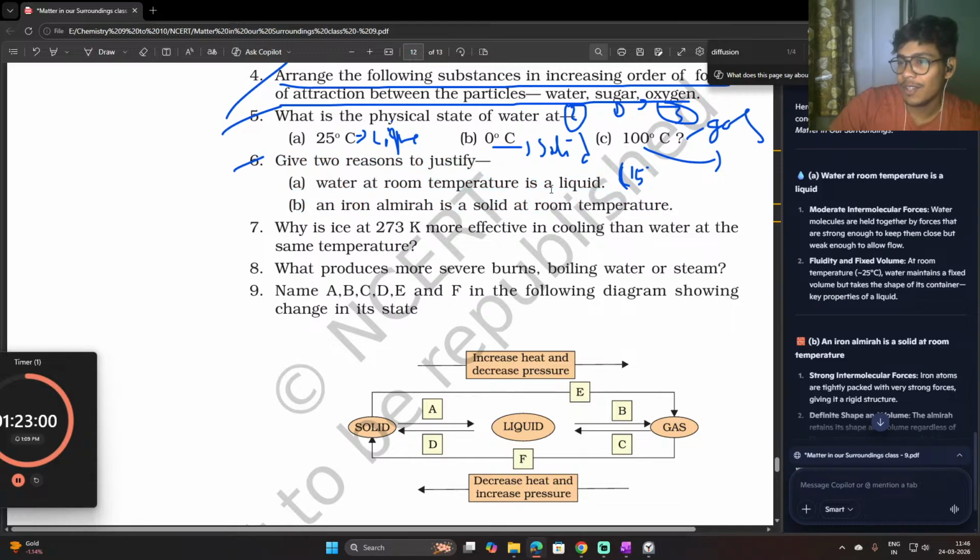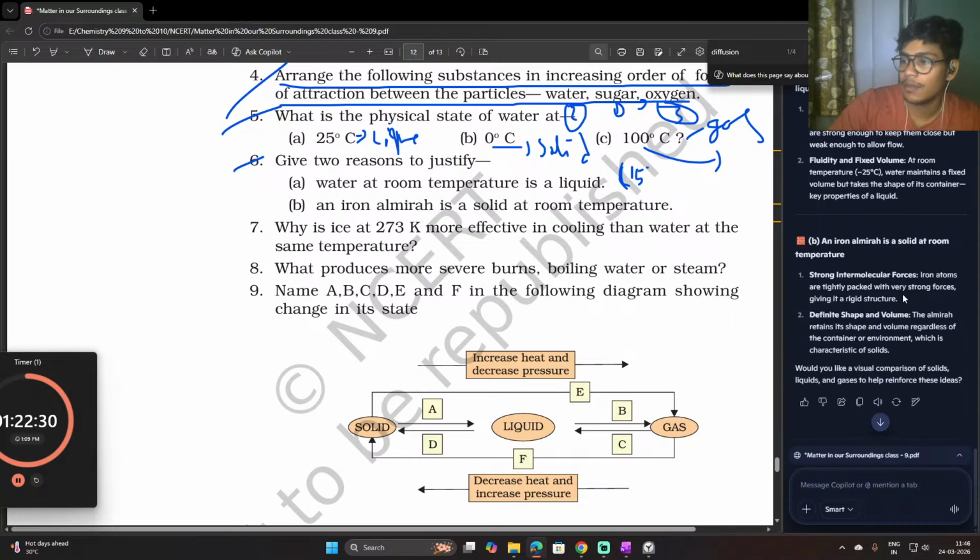Water at room temperature is liquid. Water molecules are held together by forces that are strong enough to keep them close but weak enough to allow flow. It is fluid with a fixed volume. At room temperature 25 degrees C, water maintains a fixed volume but takes the shape of its container, properties of a liquid.